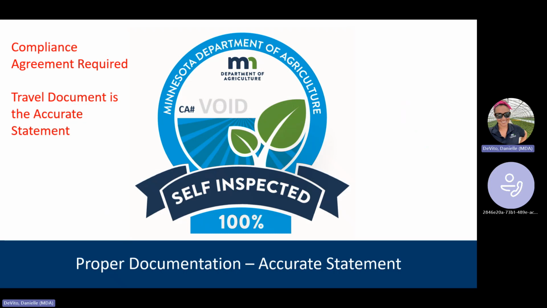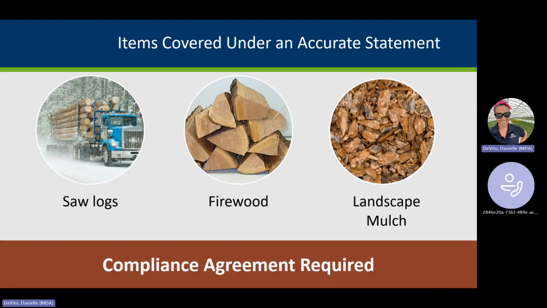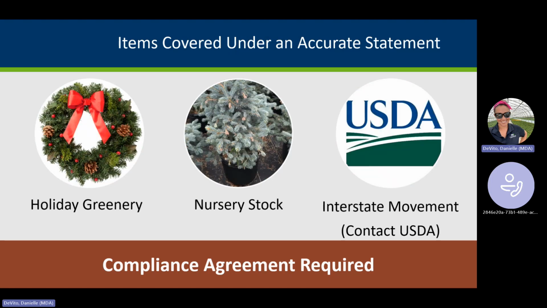An accurate statement is travel documentation when you have a compliance agreement with the Minnesota Department of Agriculture and the receiver also has a compliance agreement. Both the transporter and the receiver must have these agreements, and 100% visual inspection is required by both parties. Under accurate statements, you can transport saw logs, firewood, and landscape mulch. Holiday greenery, nursery stock, and interstate movement must all be under a compliance agreement. For interstate movement, you need to contact the USDA.